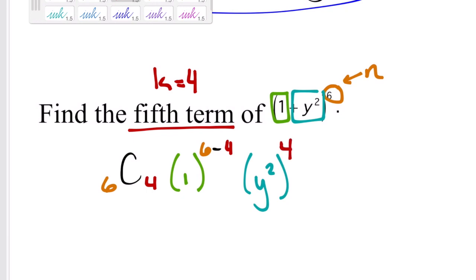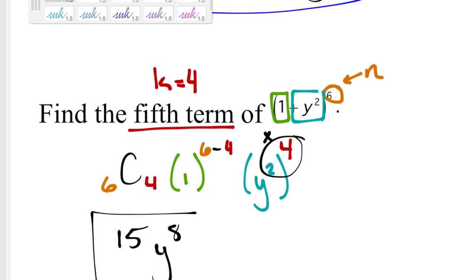Doing this all out in our calculators, at least the combo part, the 6 combo 4 is going to give us 15. And then 1 to whatever power is just going to be 1. I'm going to ignore it. And then here we have an exponent to an exponent, so we're going to multiply those. And this will be y to the 8th power. And that's our 5th term. And then we're done. Ta-da!